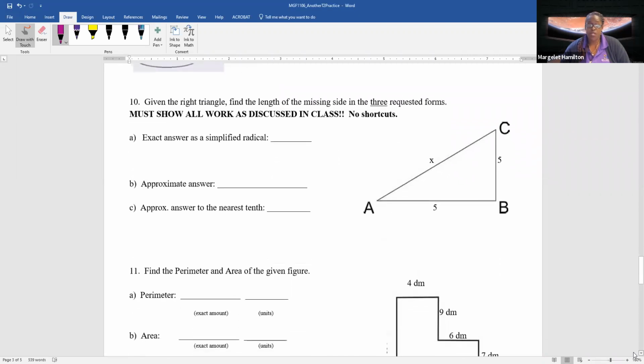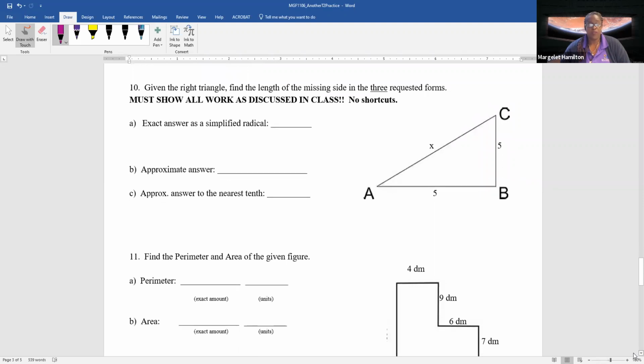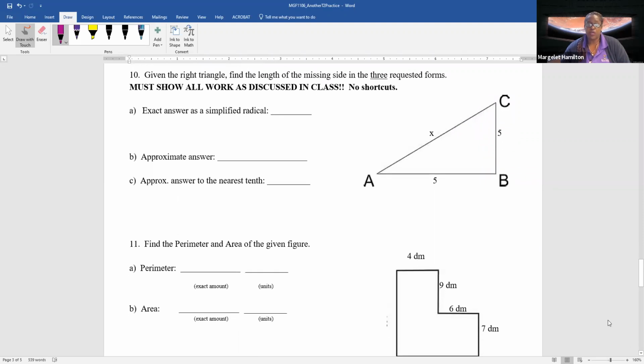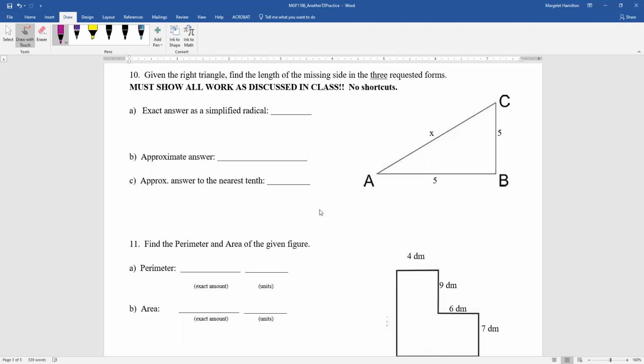Then the last parts. In your notes, go back and look at this problem, number 10. It's right from your notes where we were going over how to put your answer in: the exact answer with the simplified radical, the approximate answer, and the approximate answer to the nearest tenth when we're dealing with using the Pythagorean theorem. This is going to be really prevalent. So I need you to know how to do this problem. Is everybody okay? All right, so go back and look at that one.